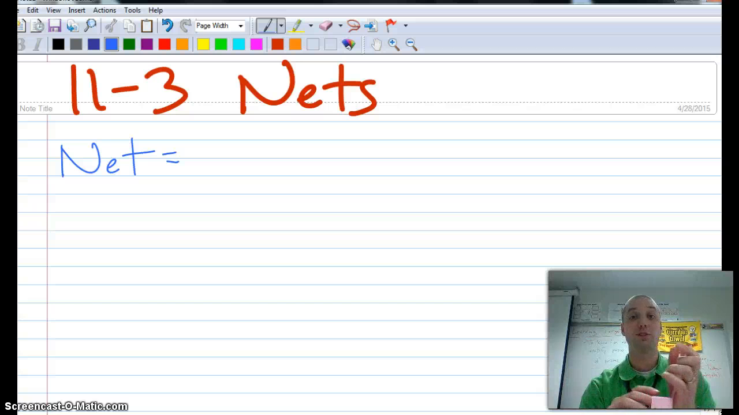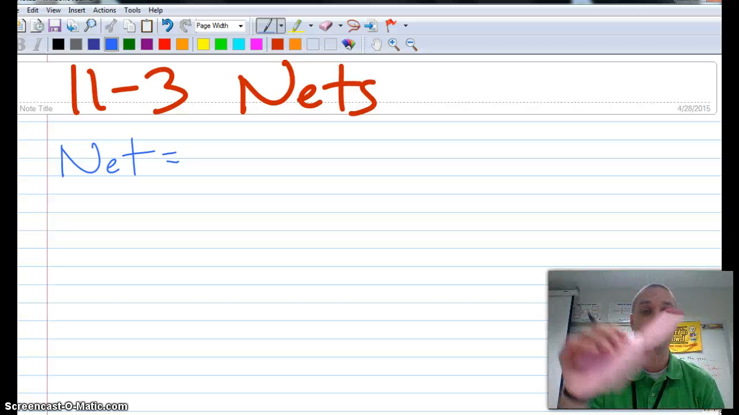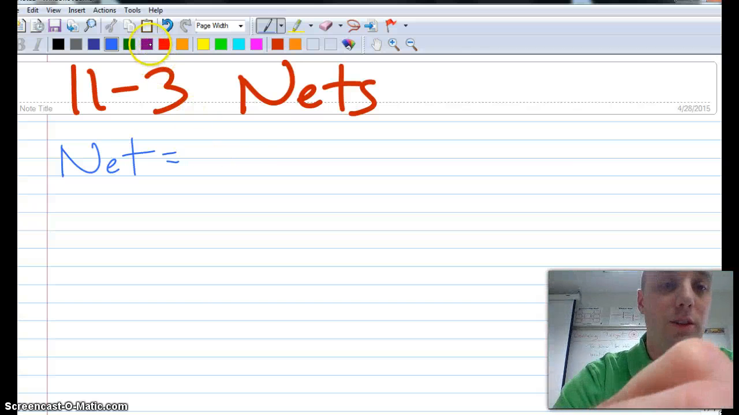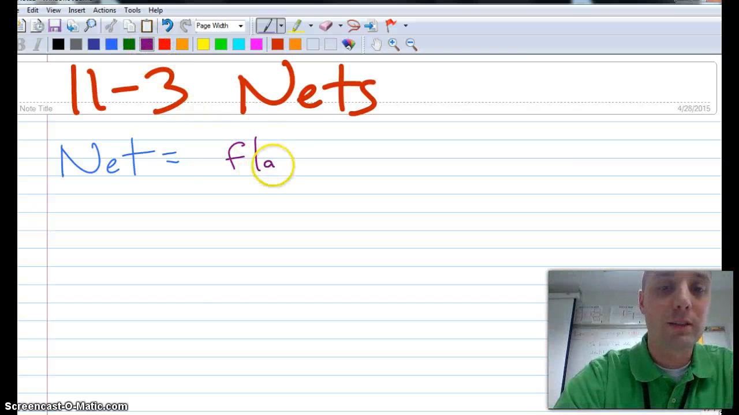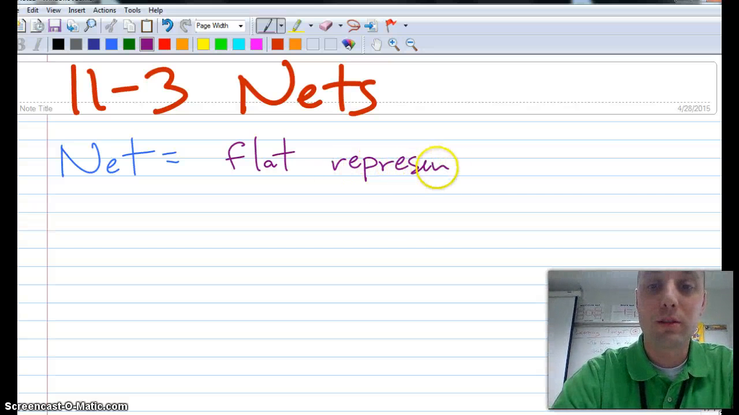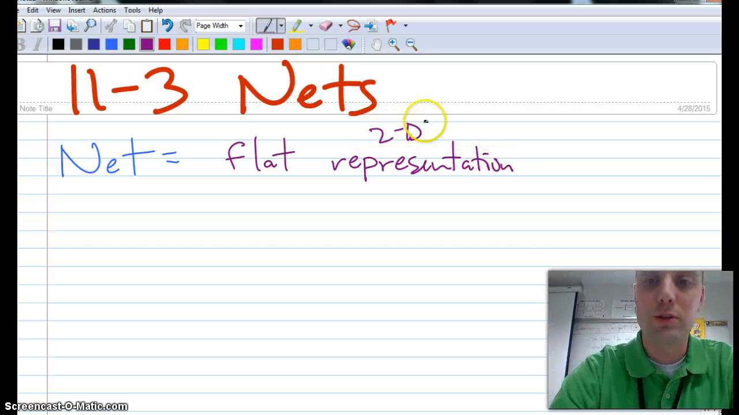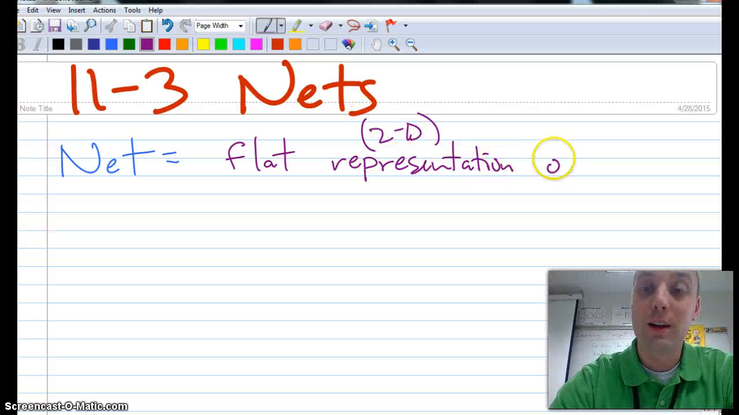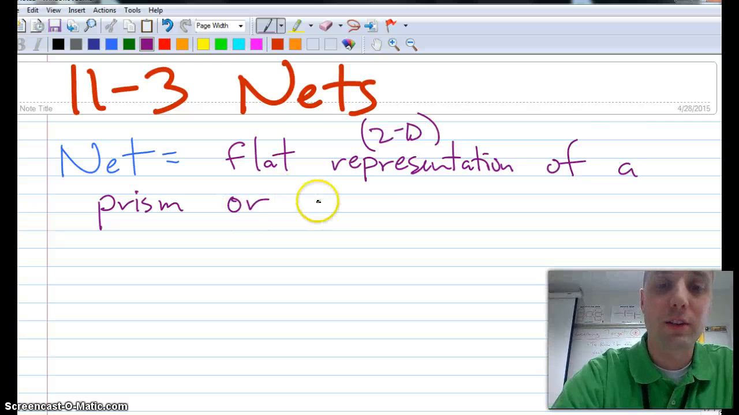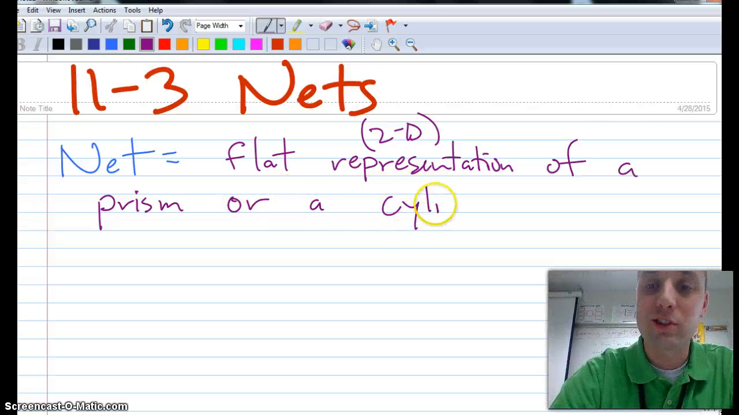So the net is the 2D thing. Now, ours are going to be 3D because I can hold them. But technically, they're flat representations. So there's our definition. A flat representation, right? Usually they're 2D. Ours today are going to be 3D of a prism. I'm going to say or a cylinder, because we're going to see cylinder nets as well.